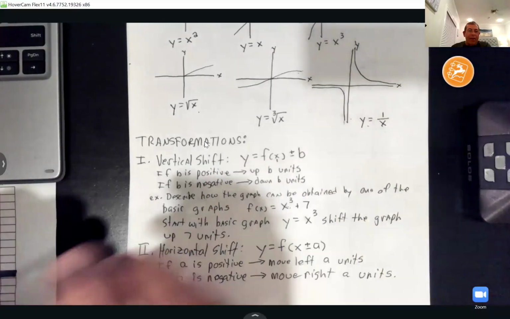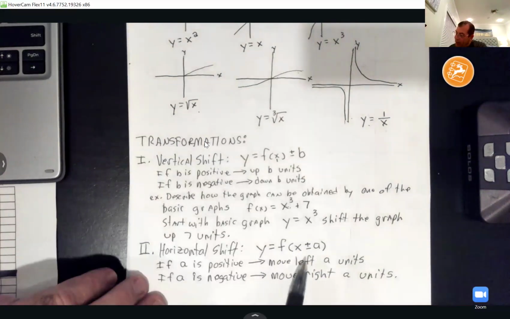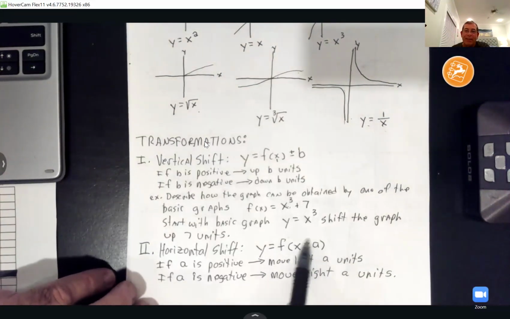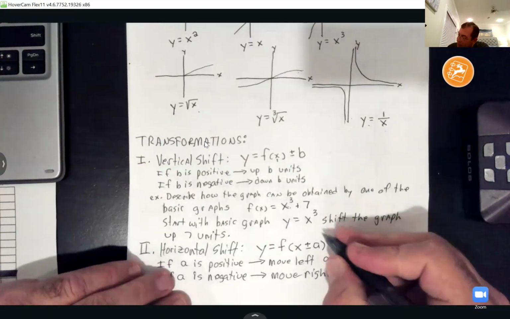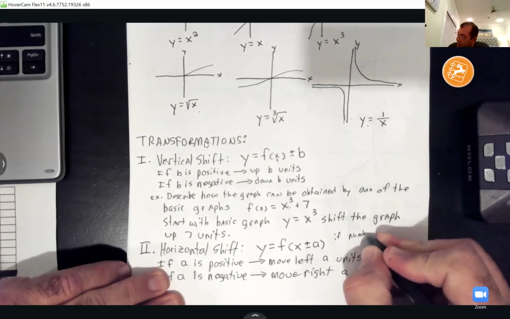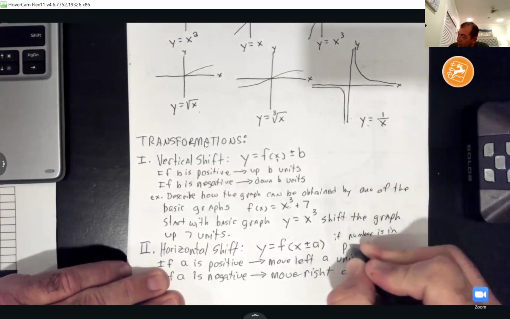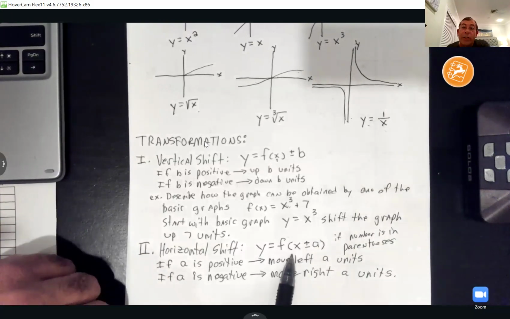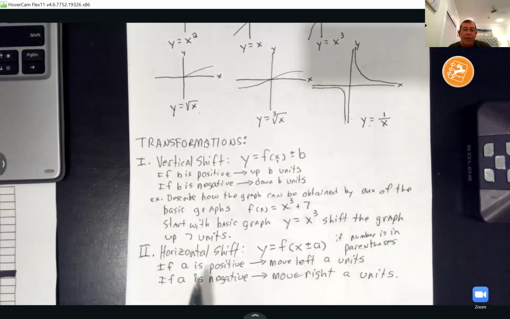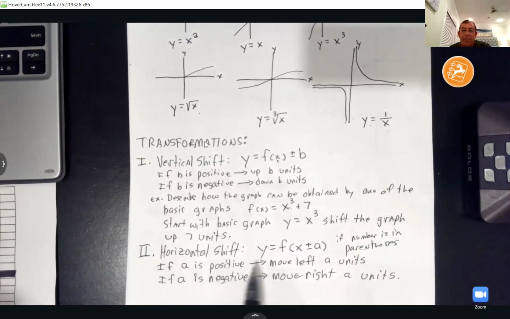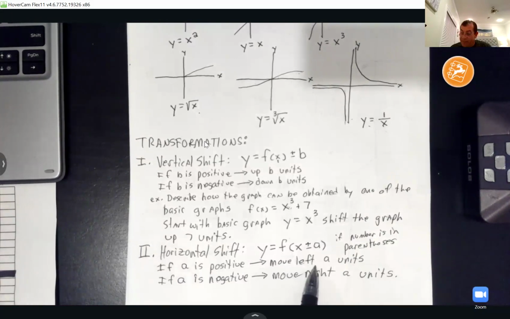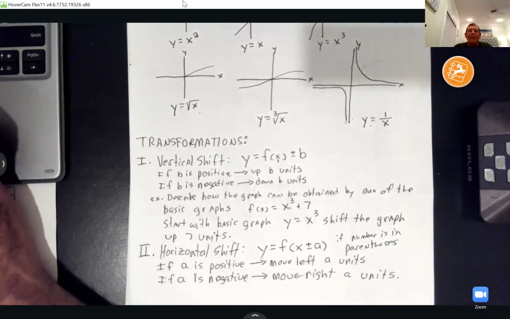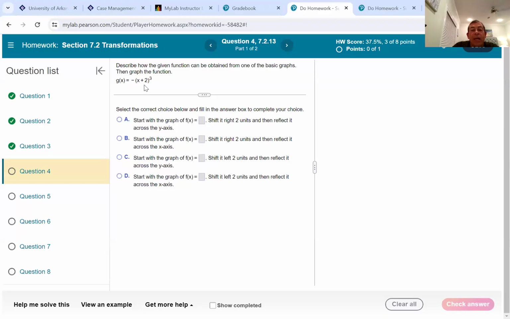Notice we now have a number that was in parentheses. Well, look here. Here's the one that's in the parentheses. So remember, if the number's in parentheses, you're using a horizontal shift. And that was a plus. Look, right here it says if the A is positive, we're moving left. So y'all, let's go back and see what we got. So that is a positive 2, so it's definitely going left 2 units. It's either C or D.